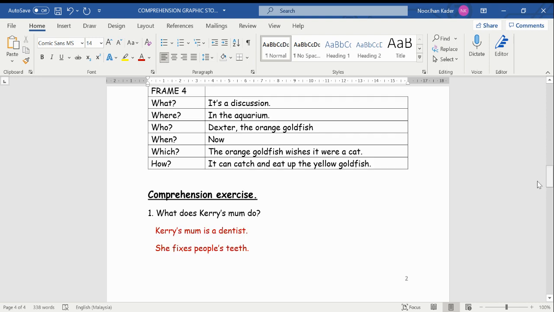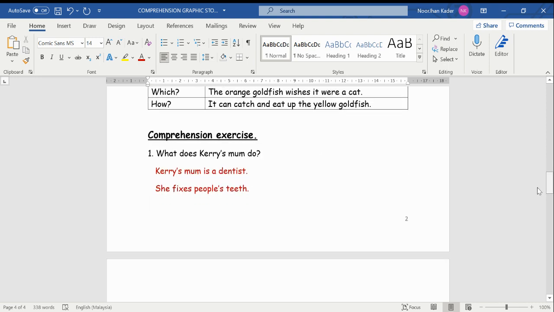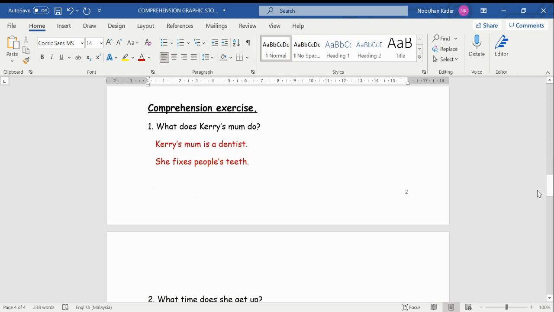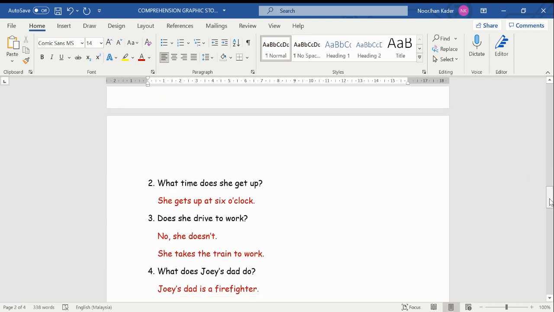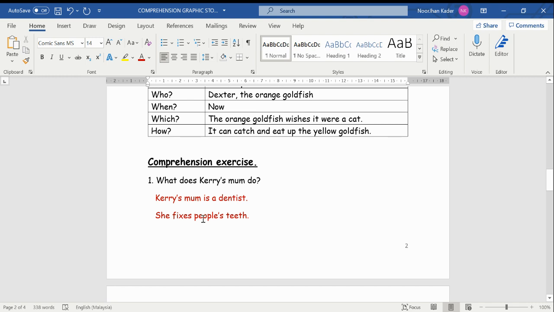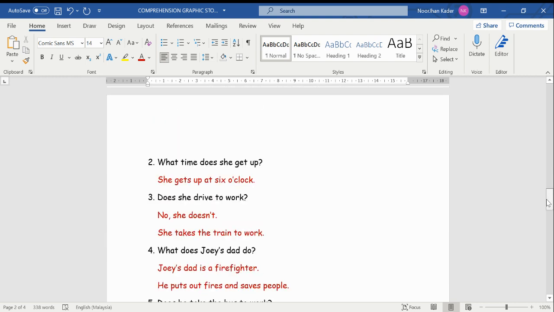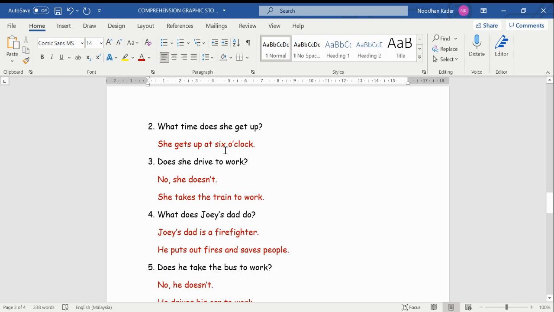Okay, let's check one by one, if there is any grammar mistake or if we've written the answer wrongly. Number one, what does Carrie's mom do? Number one to number three is based on frame one, the details in frame one. What does Carrie's mom do? Carrie's mom is a dentist. She fixes people's teeth.